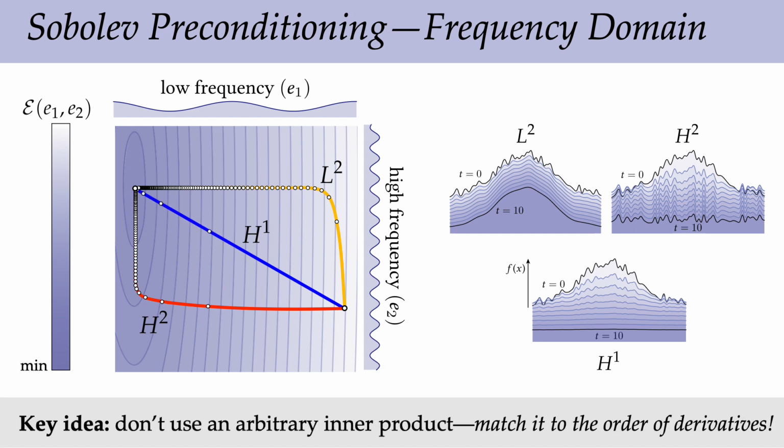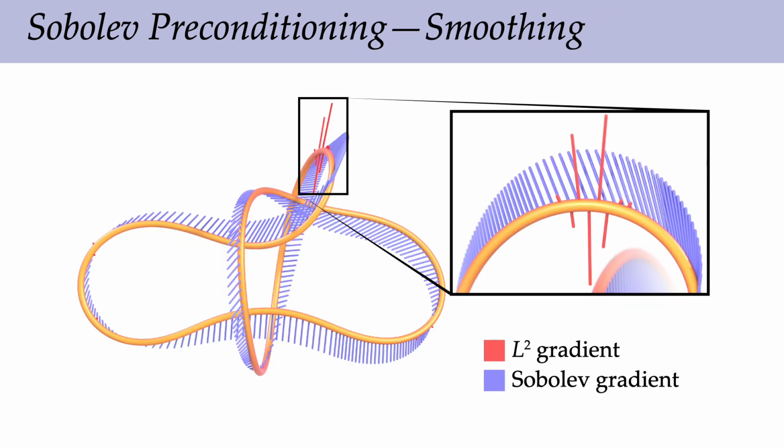Okay, so again, the key idea is don't just pick an arbitrary inner product, really think about how to match it to the order of derivatives in your gradient equation. Another good mental image is that if you pick a preconditioner of the right order, then it's going to nicely smooth out the gradient over the whole domain. So you're making steady progress everywhere rather than just in the one or two spots where things are really bad.